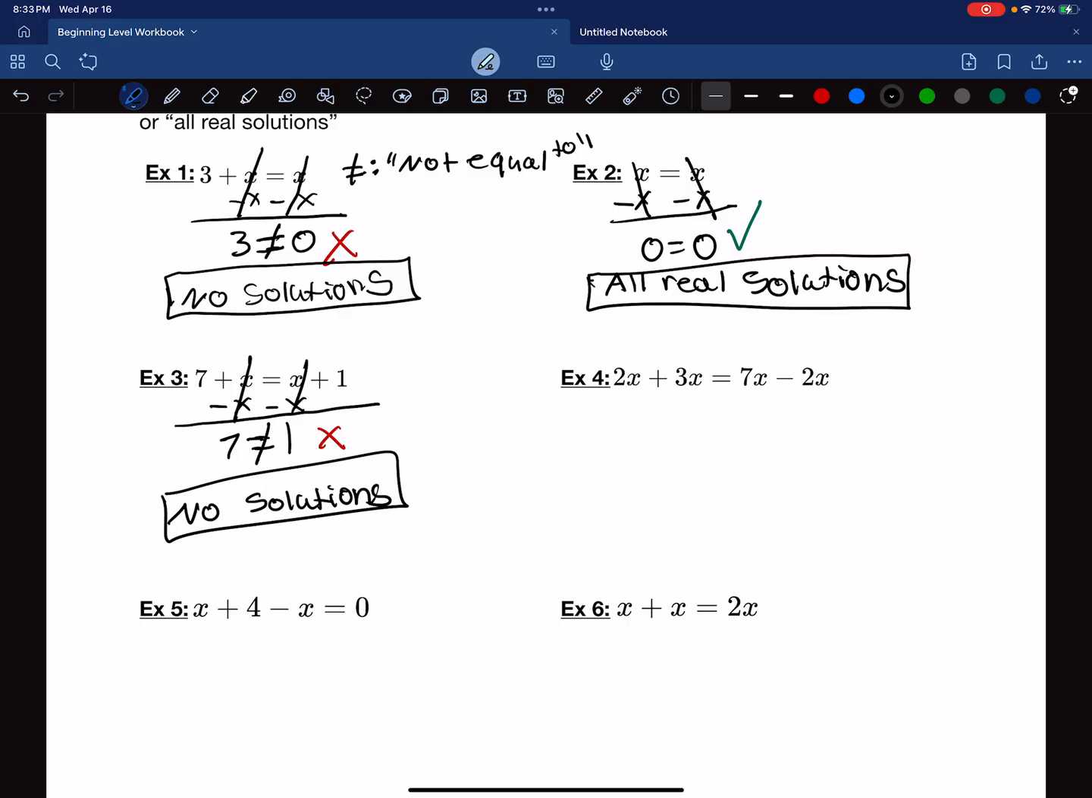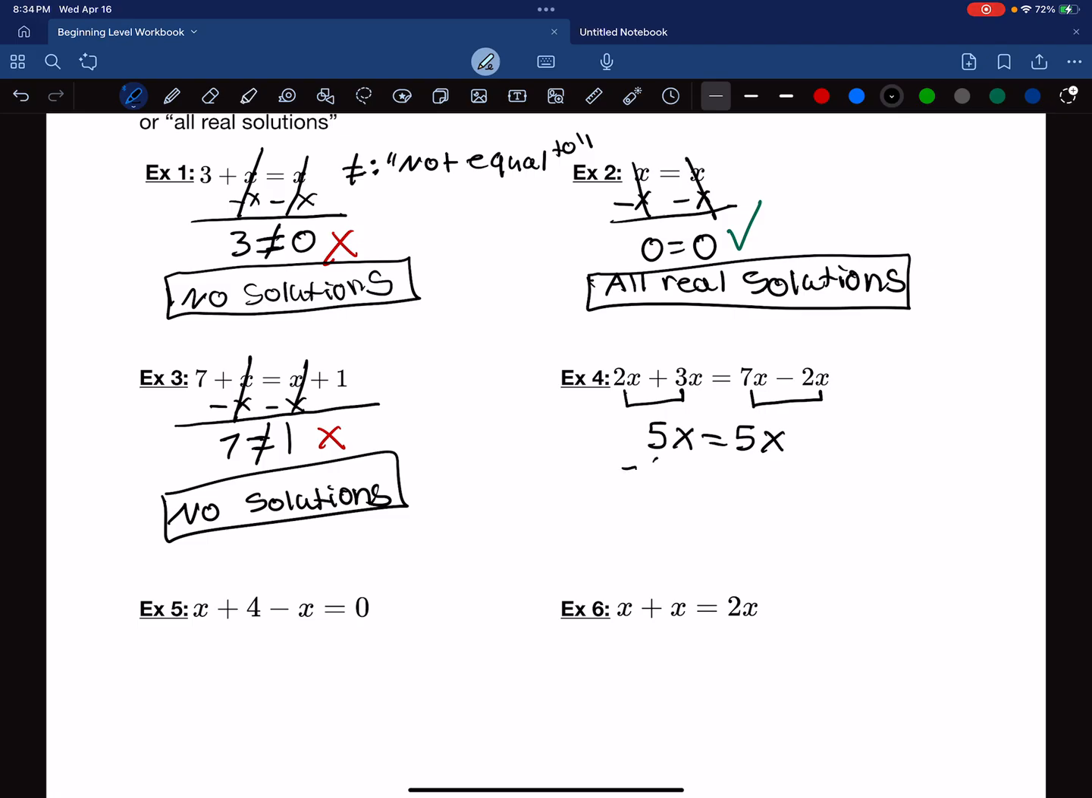Now looking at example 2, we're going to combine this 2x and 3x, and then combine the 7x and negative 2x. So 2x plus 3x equals 5x. And then 7 minus 2 is 5, so we get 5x. And then we're going to subtract.